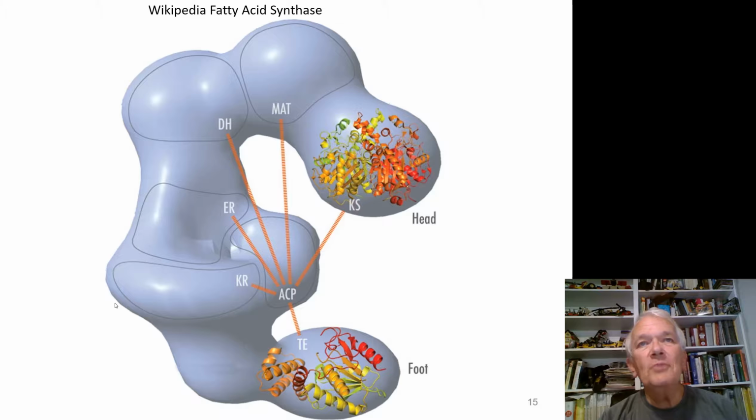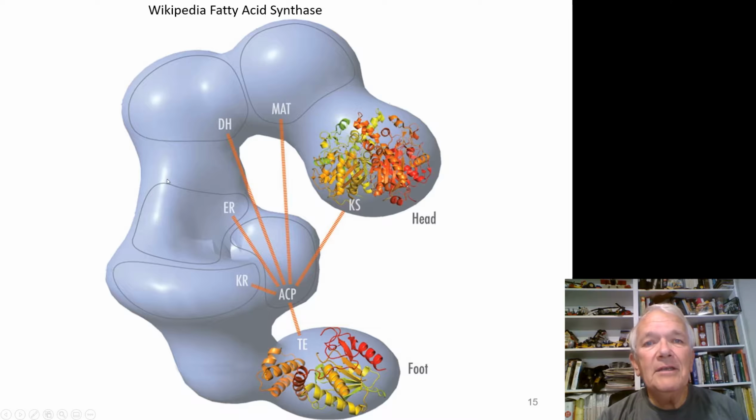So what's really neat about this is that all the enzymes involved in this process are assembled into this one large macromolecule, whereas these various enzyme subunits, which are separate proteins, are all bound together in this big complex. You can read about this in the fatty acid synthase article on Wikipedia.